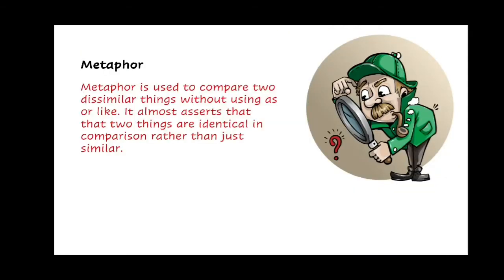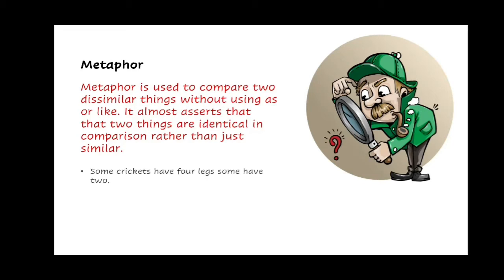Metaphor. Metaphor is used to compare two dissimilar things without using as or like. You can say that metaphor is like simile, but in simile we use as or like, but in metaphor we don't use as or like. It almost asserts that the two things are identical in comparison rather than similar. So the similarity between two things is so much that they almost look identical, not even similar, as if the two things are identical.